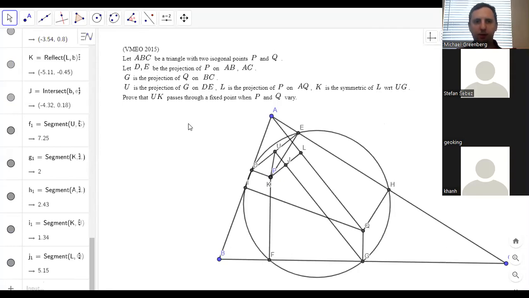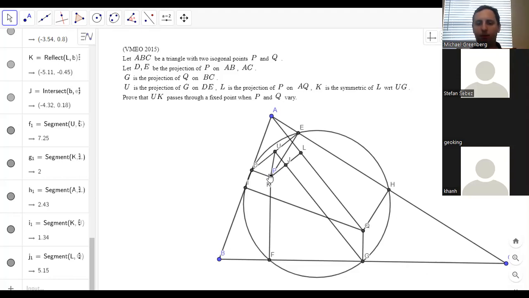All right, so if we make P the orthocenter, and D and E are the projections, those would be the feet of the altitude. And then G would be the projection of Q, so Q would be the circumcenter. G would be the projection onto BC, so that would be the midpoint of BC. And U is a projection of, okay, U would be the midpoint of DE, because we know BDEC is cyclic. And then L is the projection of P onto AQ, so the projection of the orthocenter onto AO. And K is the reflection.